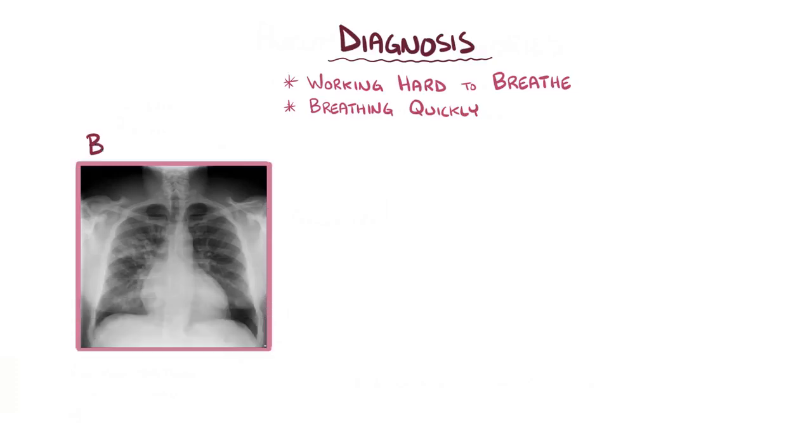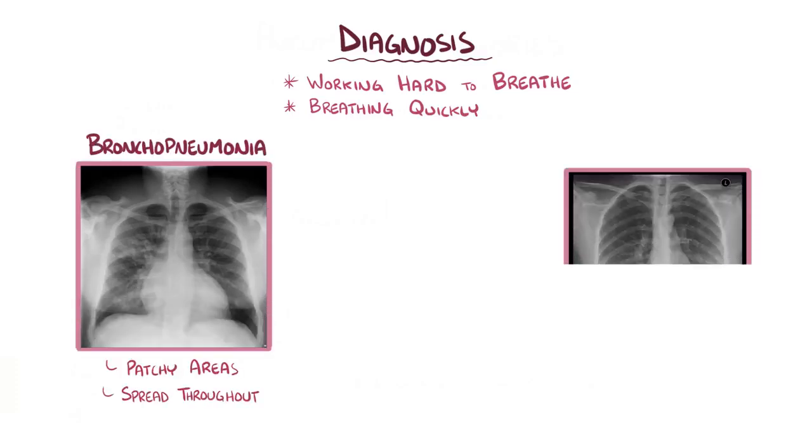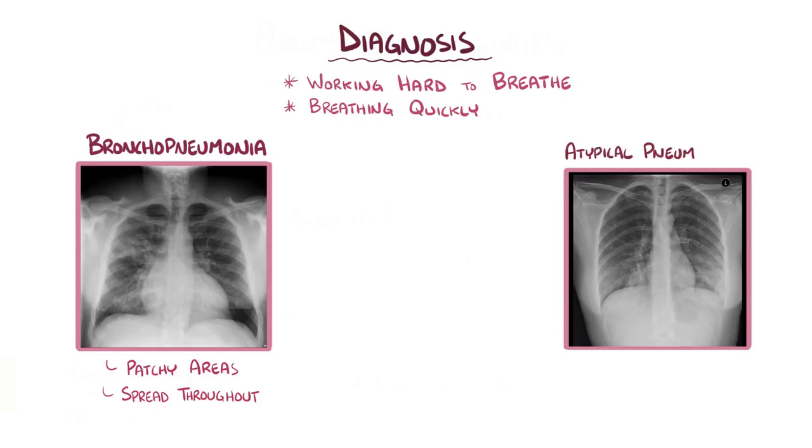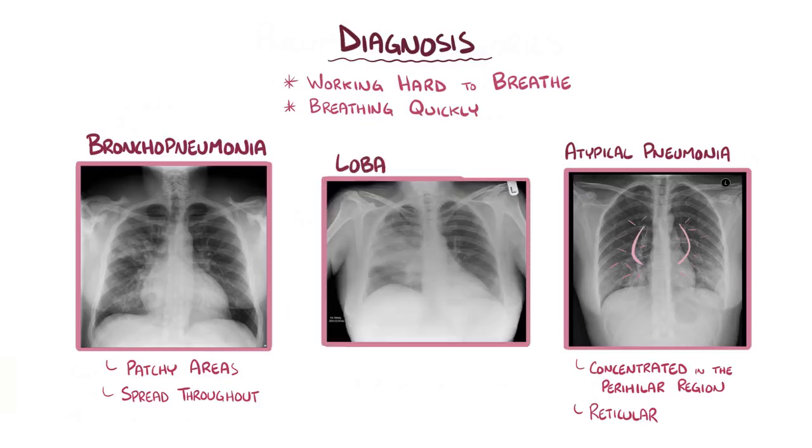A chest x-ray of bronchopneumonia typically shows patchy areas that are spread out throughout the lung. In atypical or interstitial pneumonia, the pattern is also often spread throughout the lungs, but it's often concentrated in the perihilar region and looks reticular, meaning there will be more line-shaped opacities visible in the chest x-ray. In a lobar pneumonia, fluid's localized to a single lobe or set of lobes.